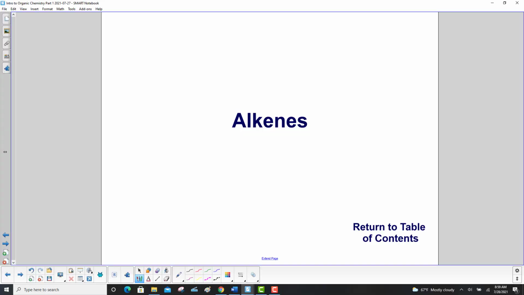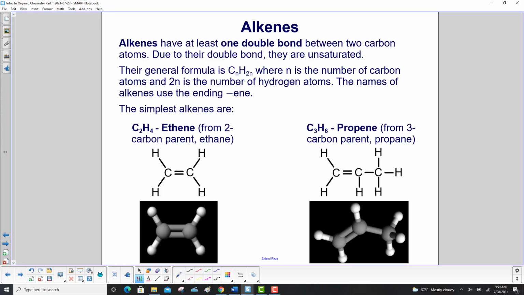Alkenes. Alkenes have at least one double bond between two carbon atoms. Due to their double bond, they are unsaturated. Their general formula is CnH2n, where n is the number of carbon atoms and 2n is the number of hydrogen atoms. The names of alkenes use the ending -ene.